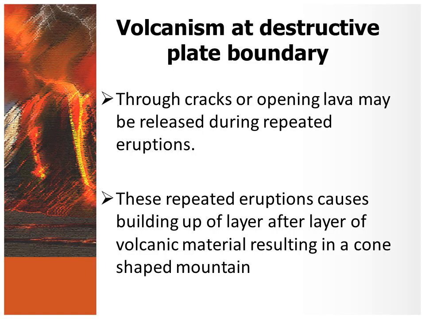At destructive plate boundary, cracks or fissures are found, and through these cracks or openings, lava is released, and it's a repeated process. Because this lava is repeatedly being released through these cracks, around these openings or cracks, there is a building up of volcanic material, which results in the formation of a cone-shaped mountain.